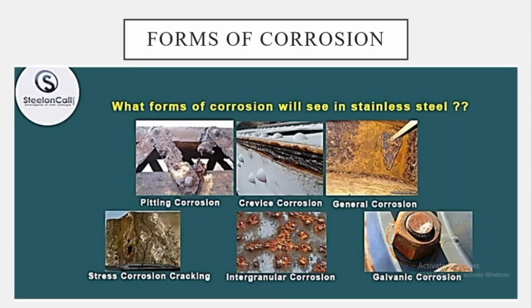Now, when we talk about forms of corrosion, which we can see in stainless steel, we have pitting corrosion, which is a localized corrosion. We have crevice corrosion, which forms in crevices. We have the general corrosion, which can be the uniform corrosion. We have the stress corrosion cracking, which is as a result of mechanical stress to the material. We have the intergranular corrosion, which happens along the grain boundaries of the material. And we have the galvanic corrosion, which happens due to the change in potential of the material in an electrolyte.